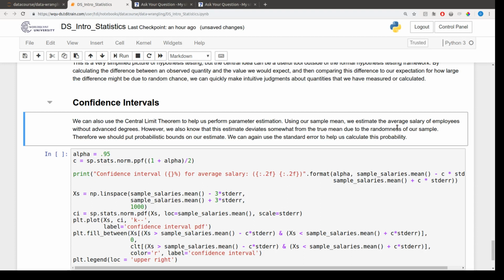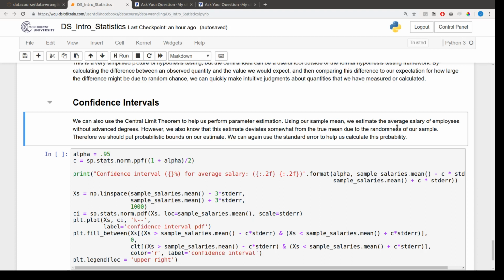make in the US? And then we're asking a question of parameter estimation. We want to estimate what the average salary of people without advanced degrees are. And just like in hypothesis testing, we don't just want to calculate an average because we've already done that. That's very simple to do. We would like to say something about how confident we are.